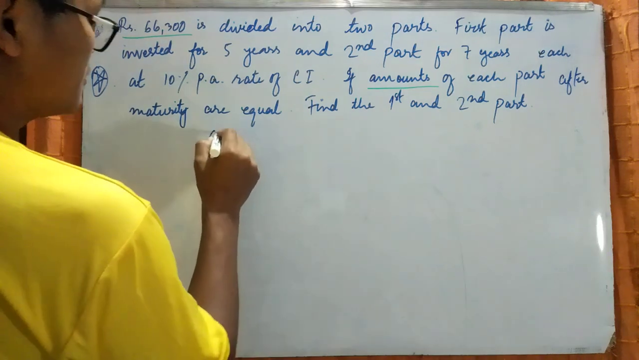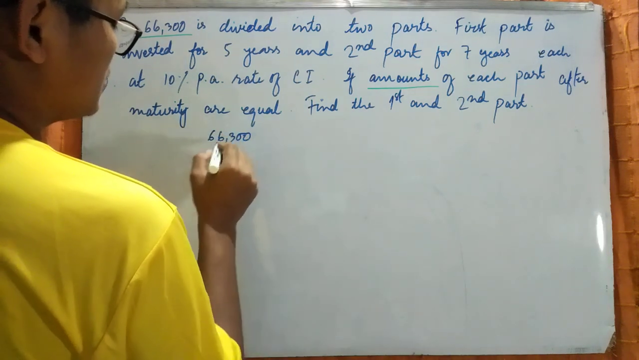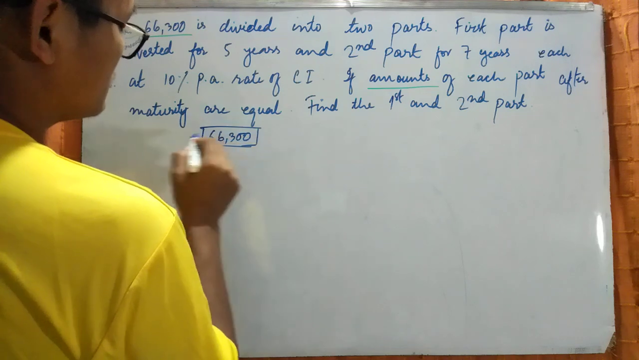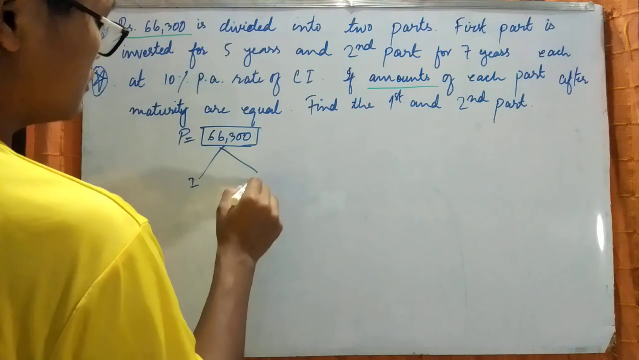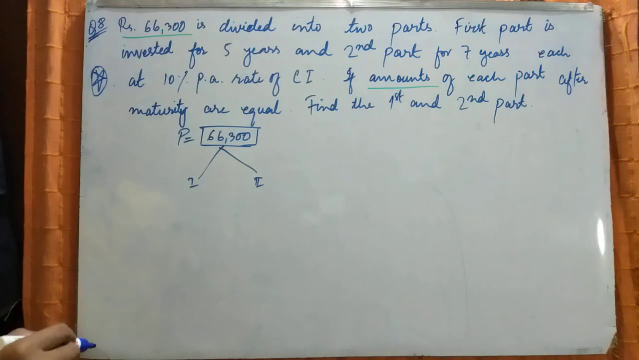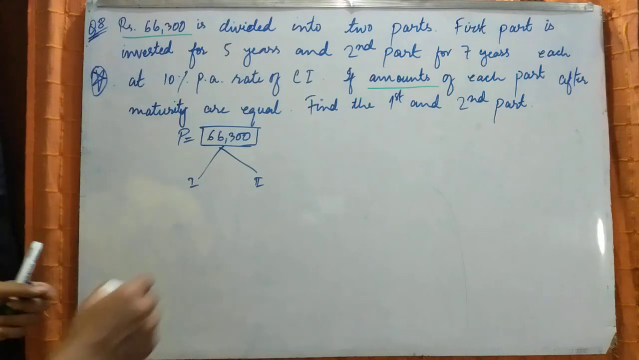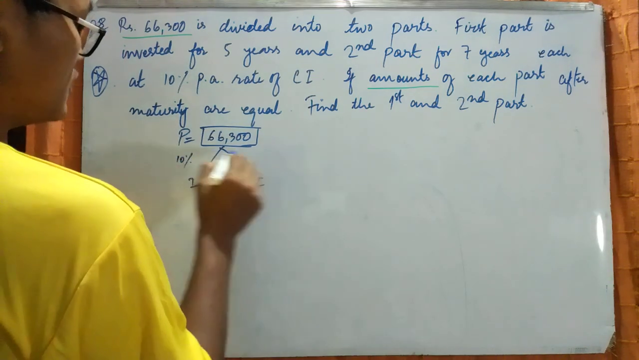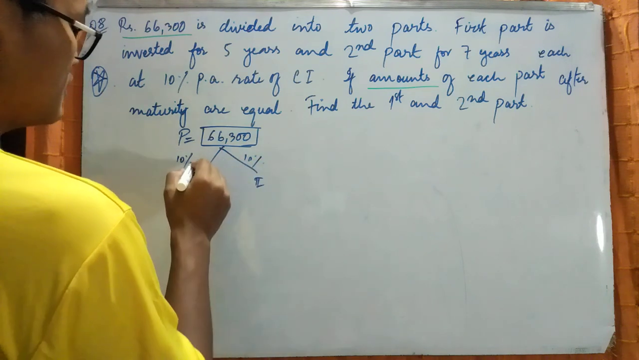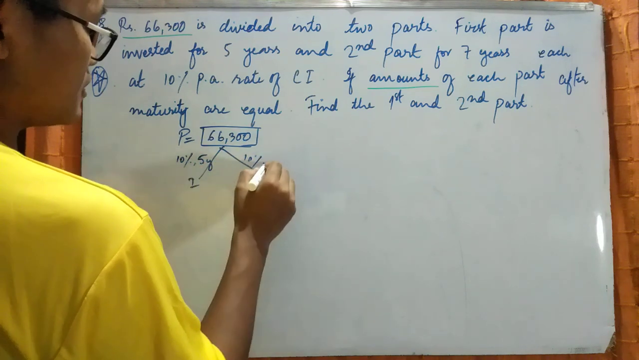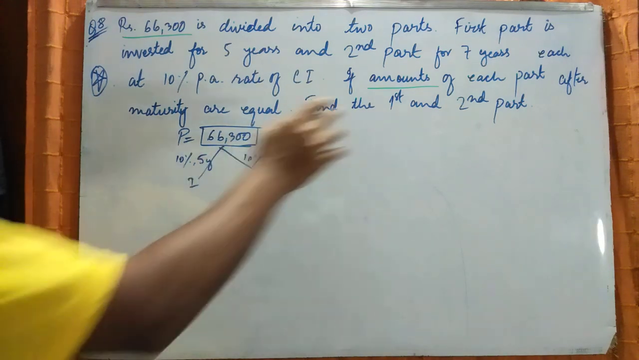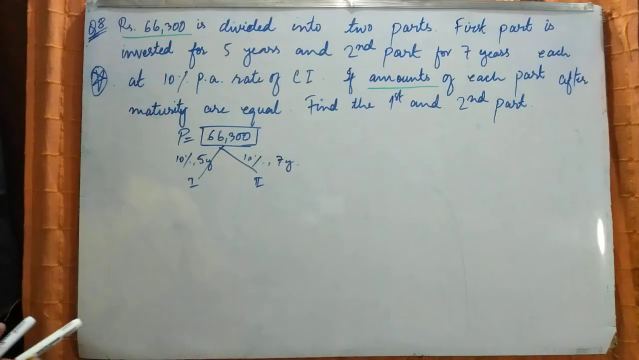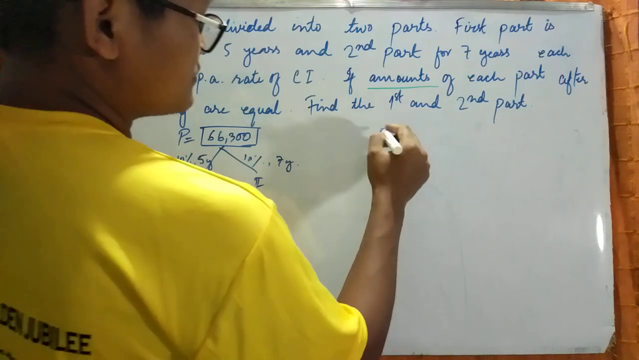Principle. Say the interest is 10% per year, for 5 years and 7 years. The question says amount equal. For the amount, what is the formula?